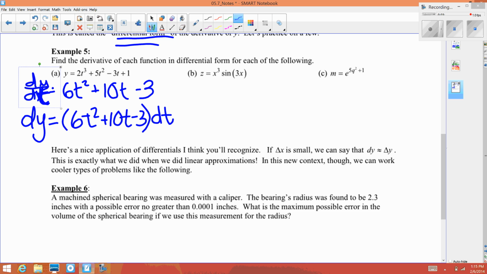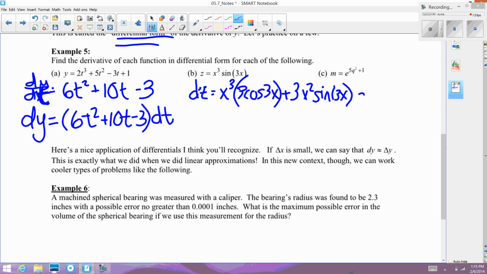All right, so this one's going to be dz, and here we'll have to do the product rule first, times the derivative of the second, which will end up being, what, 3 cosine of 3x, plus the second times the derivative of the first. So we're going to have 3x squared, sine of 3x, and the last thing we'll have is dx. Okay, so that whole thing is times dx.